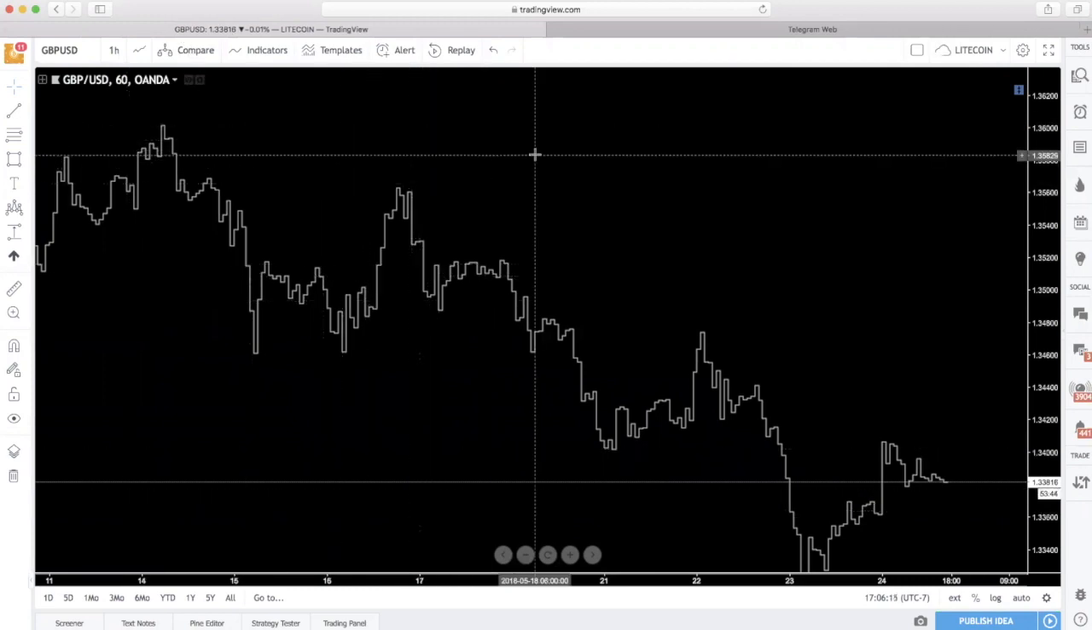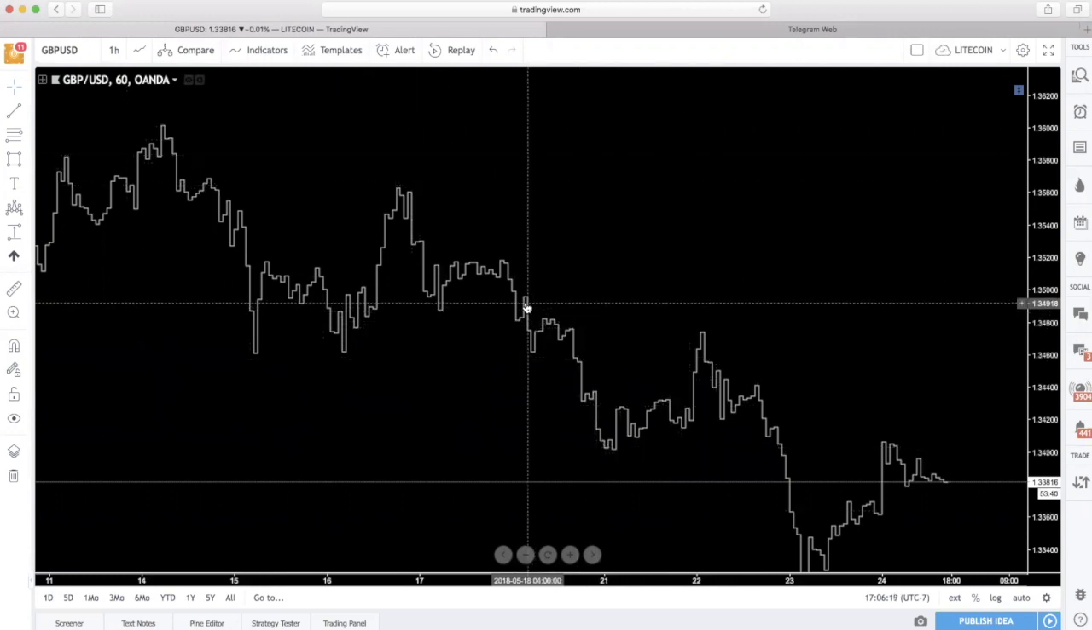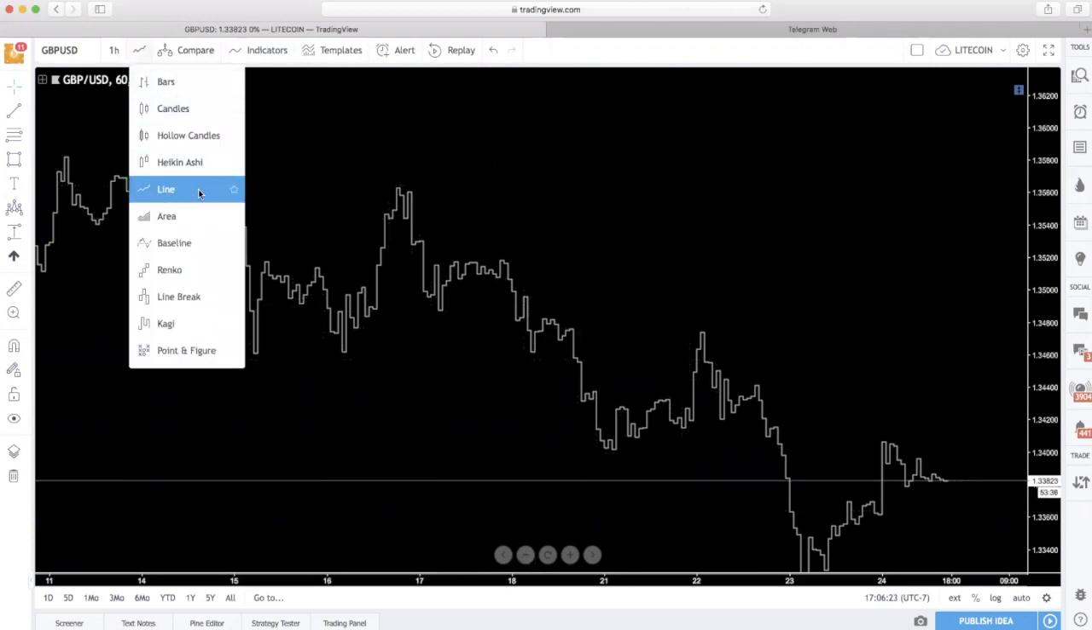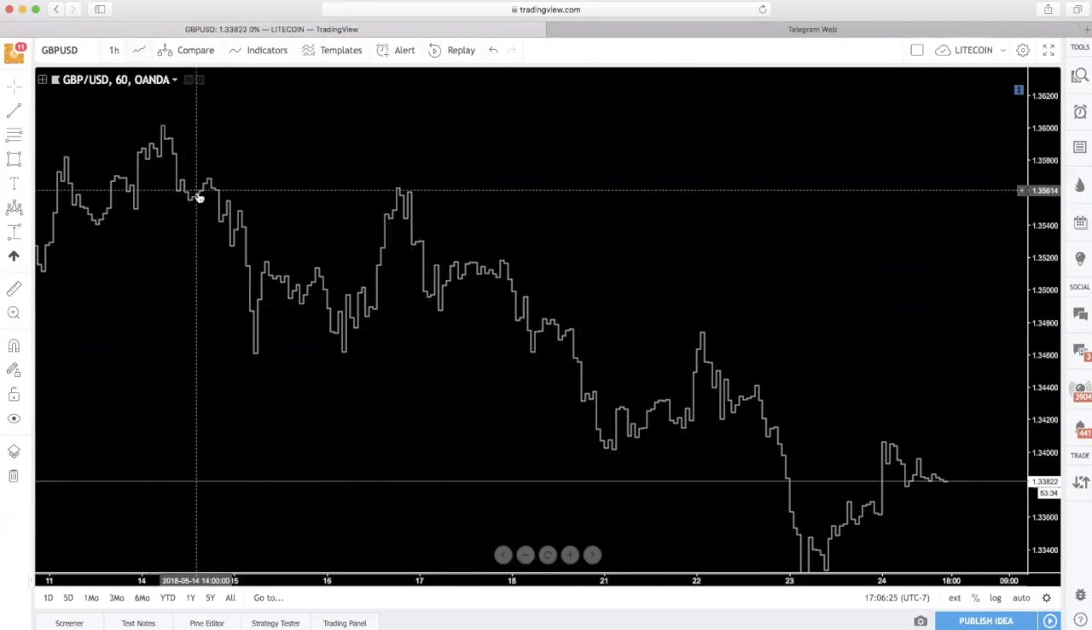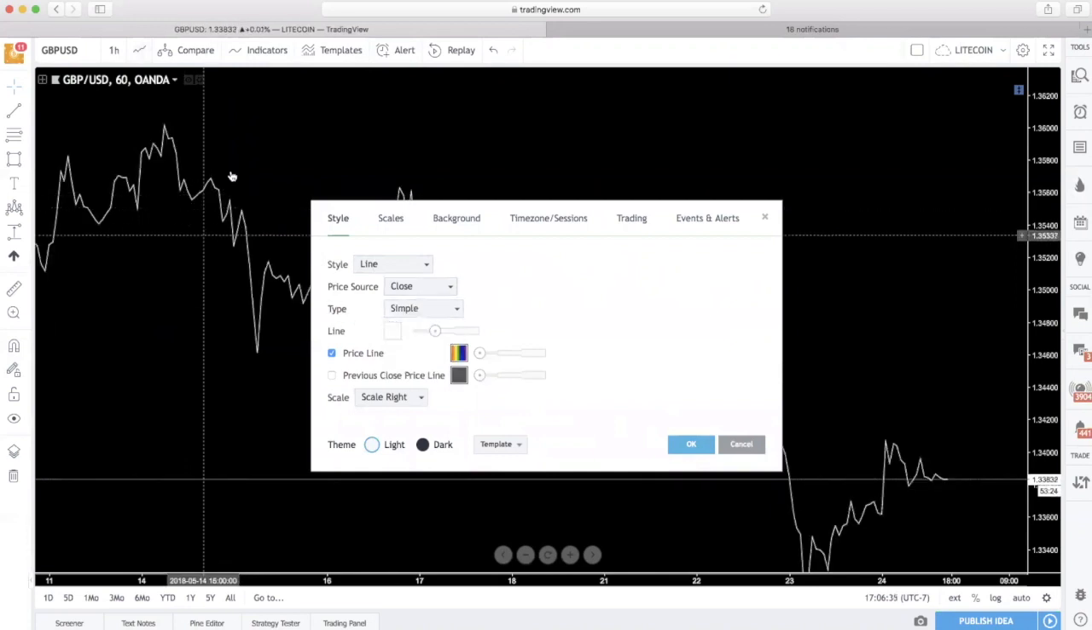I prefer the black background with the white line. You can change it to any color you want. But the first thing you want to do is make sure over here you're on the line chart, and then double click the line itself. In style, it'll say line. Price source is close. The type is going to be on simple, which shows all these peaks.